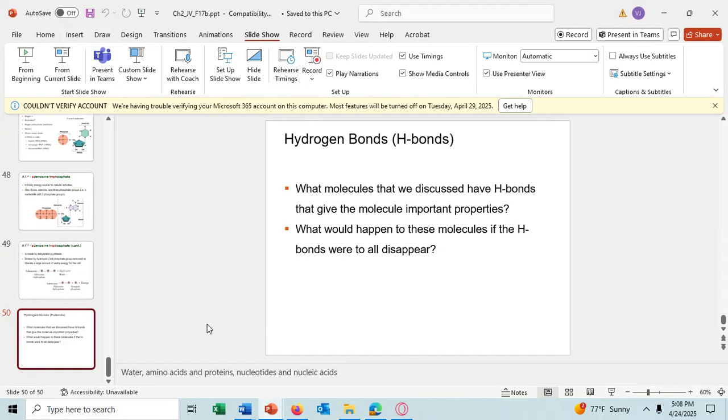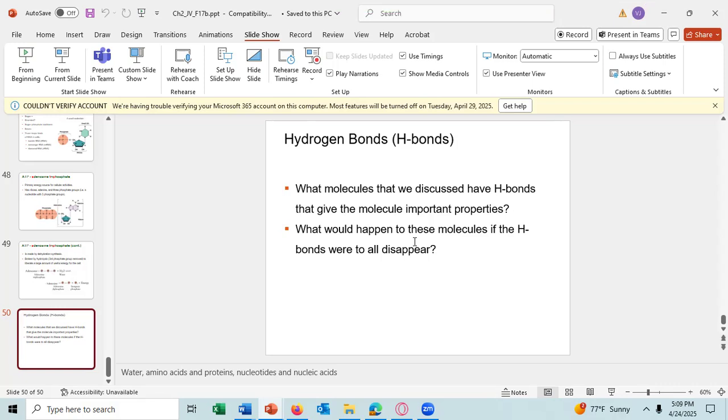The two strands of DNA are connected not by chemical covalent bonds, by what type of bonds? Hydrogen bonds are what's holding DNA together. So these are two important molecules that we've discussed where the hydrogen bonds give the molecule important properties. The hydrogen bonds hold two strands of DNA together, and the hydrogen bonds are what holds the water molecules together, so we have liquid water.